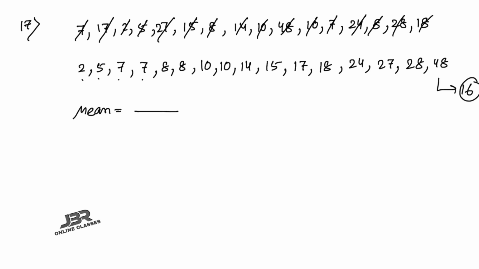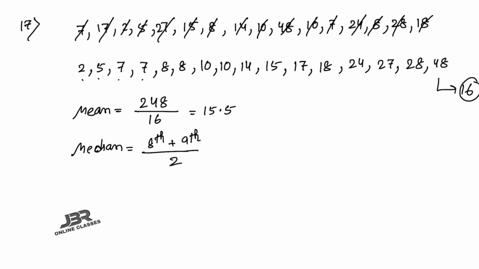So mean equals, first you add all the numbers, it will be 248, then 248 by 16, that equals 15.5 as your answer. And median: as it is an even number, we take the n by 2th observation, that means the 8th observation plus the 9th observation divided by 2. So 1 2 3 4 5 6 7 8, that means 10, and the 9th is 14. So 10 plus 14 divided by 2, your answer is 12, because 24 by 2 equals 12.